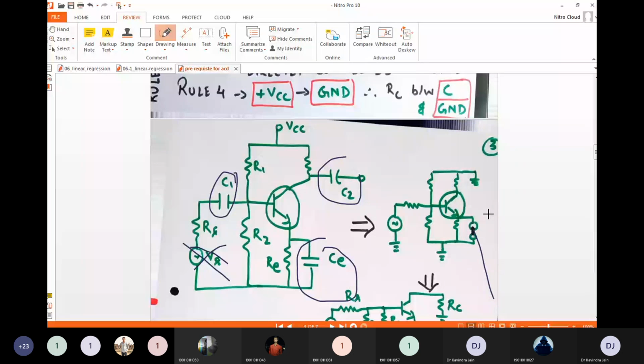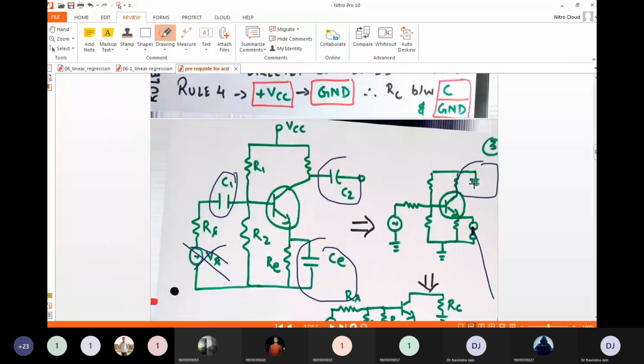Right? Getting it? Yes, sir. Rest all things are grounded, including this ground. Now VCC is grounded. We are grounding VCC. That is, RC is between collector and ground. This is my RC, so it is between ground and collector.